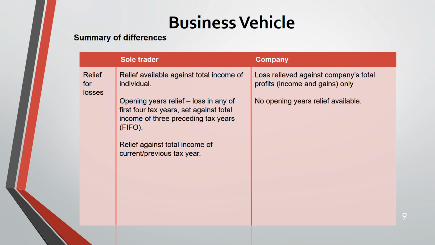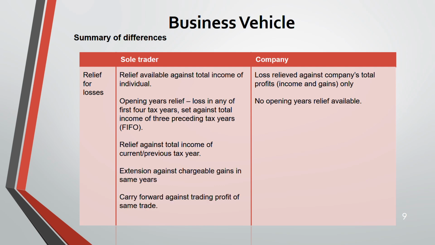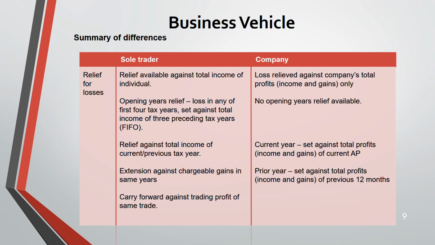Then for a sole trader, there is relief against total income of the current and then previous tax year. This they can extend against chargeable gains in the same year. They can carry forward against the profit of the same trade. For companies, remember current year, they can only set against the total profit. That means total profit includes both income and gains of the current accounting period. For the prior year, they can set against the previous 12 months. That is also against income and gains. And they can carry forward against total profit, income and gains.